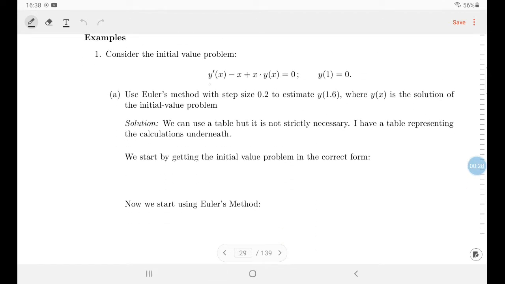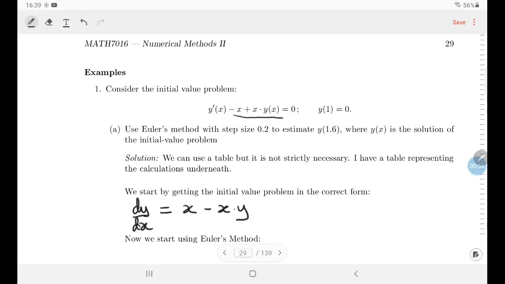First of all, this is not in the correct form because you need the derivative in terms of x and y. So I need to add x to both sides and take away xy from both sides. So I end up with dy/dx, or y'(x), is equal to x minus xy. Now I'm going to write this as x just times y, because y(x) just means y. It doesn't mean y times x.